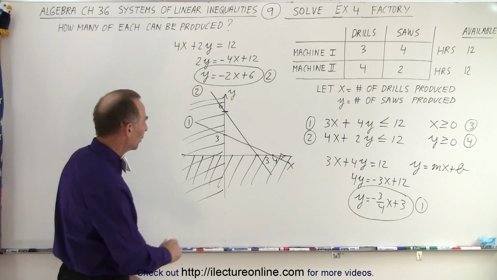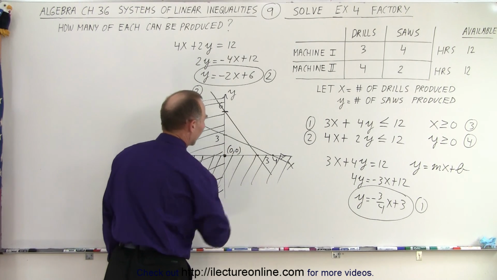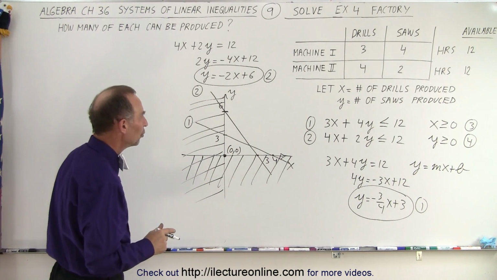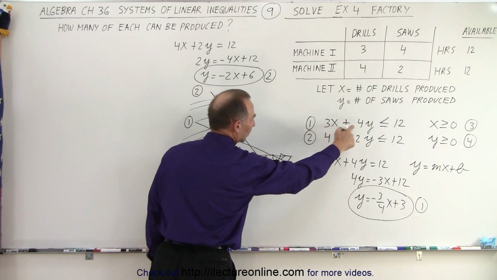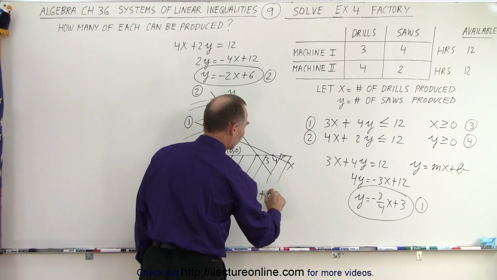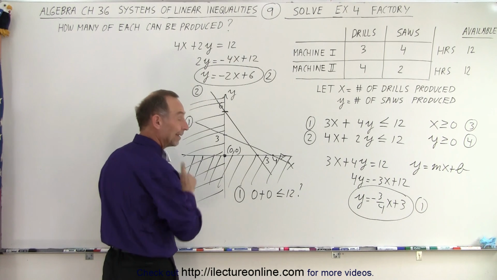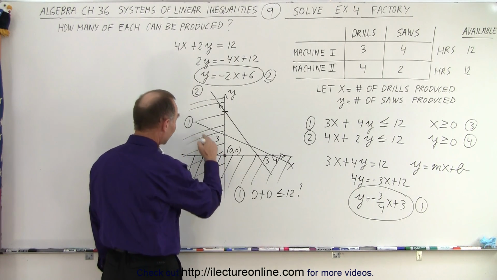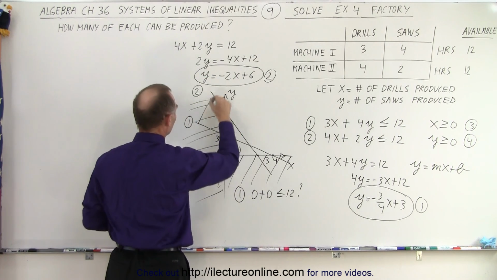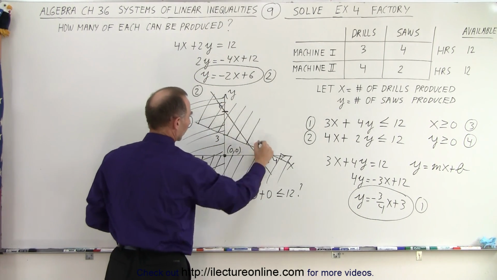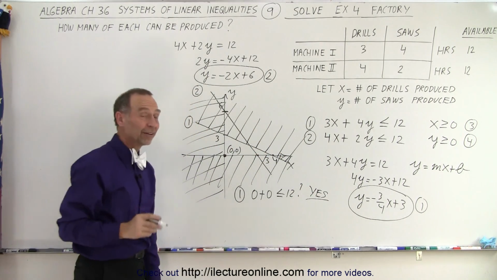Okay, now we pick a test point, the point 0, 0. Let's plug those into the 2 inequalities. Let's start with inequality number 1. We plug in 0 for x and 0 for y. Is 0 plus 0 less than or equal to 12? The answer is yes, it is. That means 0 is on the correct side of line number 1. This is the correct side, that's the wrong side, so we want to get rid of the other side. It's a good idea to put the word yes there to indicate that it satisfies.